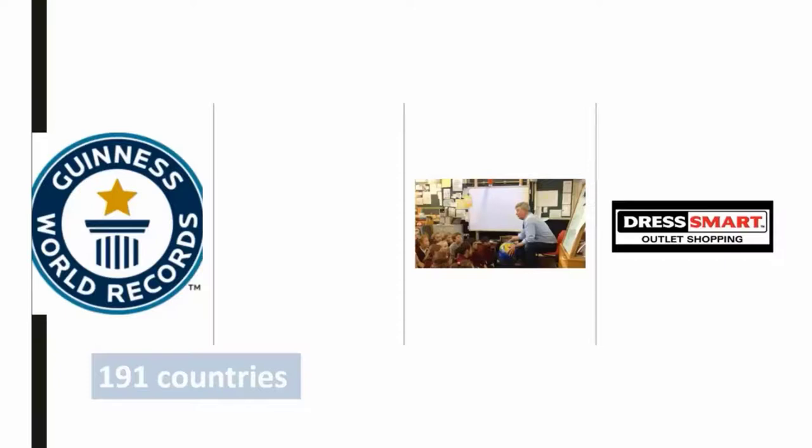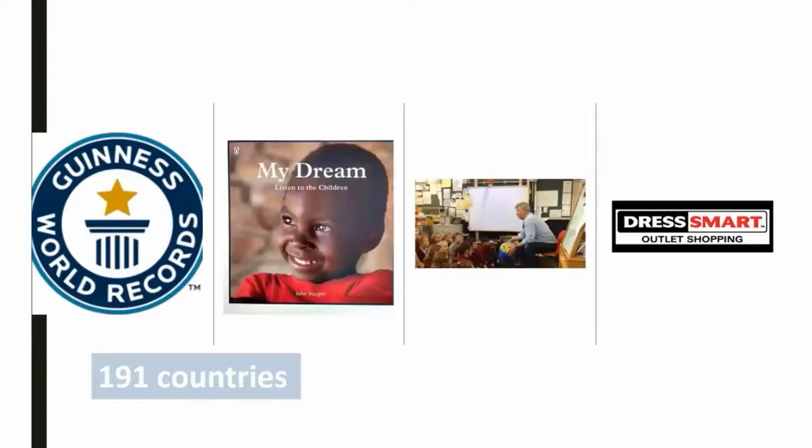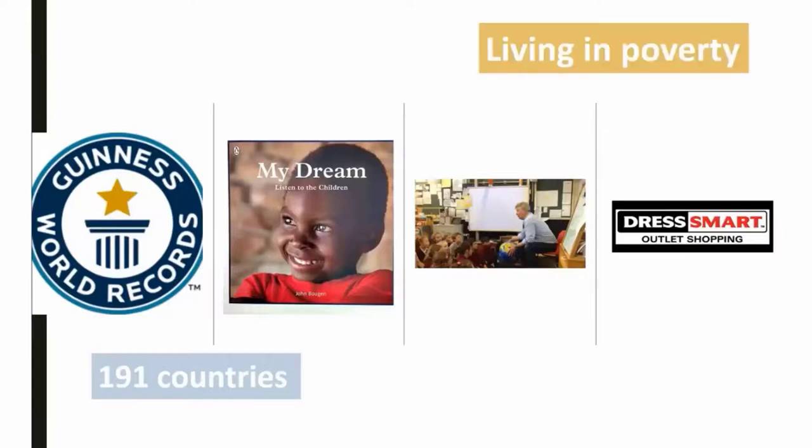John saw a cross-section of the world. He saw at roughly the same time the nations of the world. He asked a child in each country what their dream was and took their photo. He included a number of these photos and dreams in a book, My Dream, Listen to the Children. One thing John mentioned to me on his return from his trip was almost everyone in the world is living in poverty. He saw enormous poverty throughout the world.